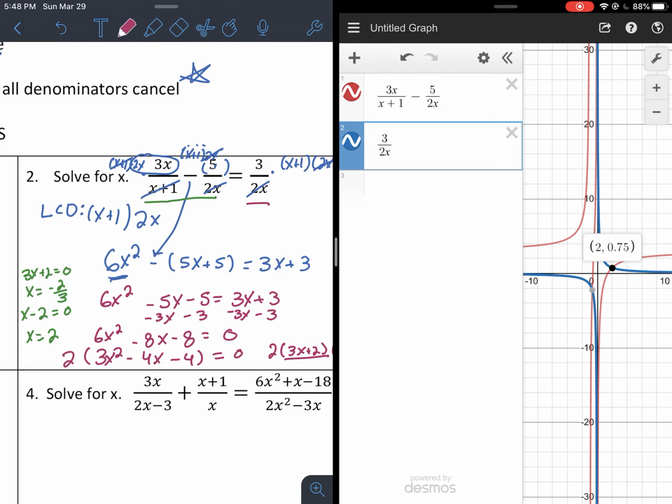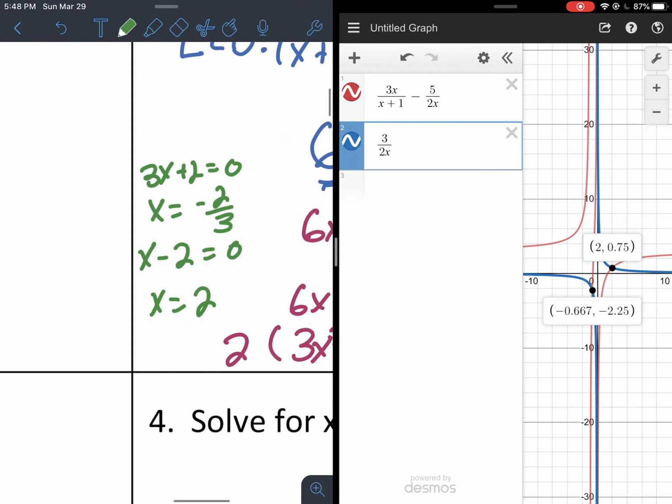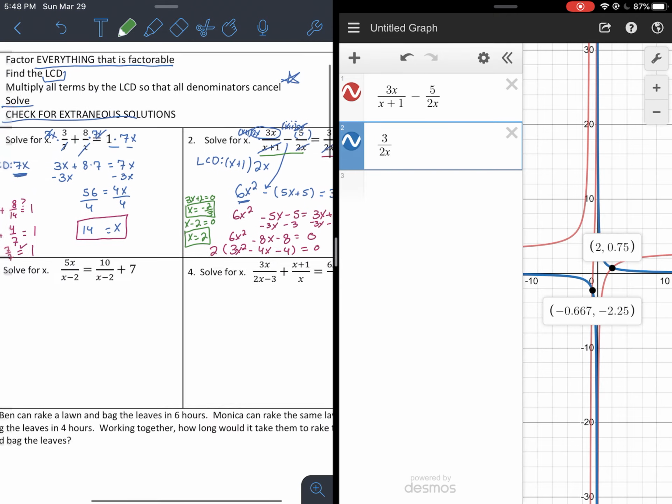And then we also say it's going to cross at -2/3. So then we point there. Yep, and -0.667 would be -2/3. So it looks like both of those answers are good answers for us. So then we can box them in. Okay, and that's pretty much how you're going to do these questions, guys.